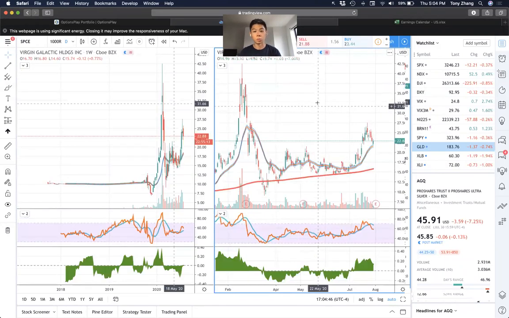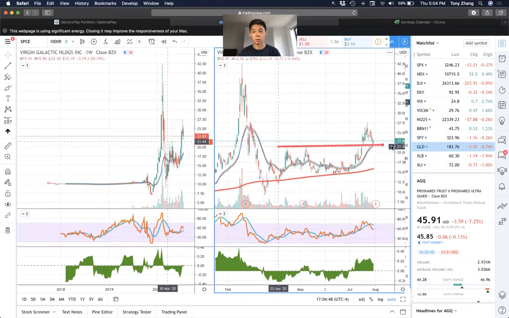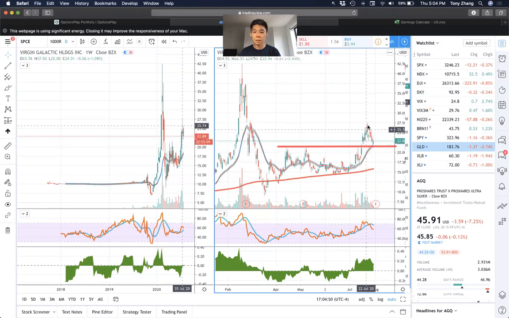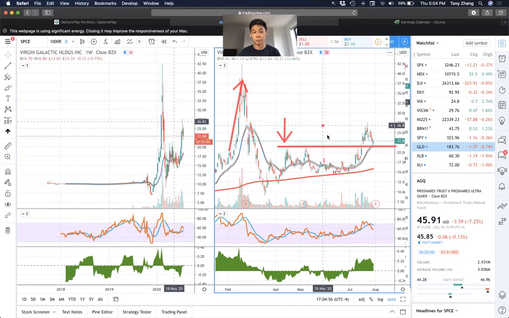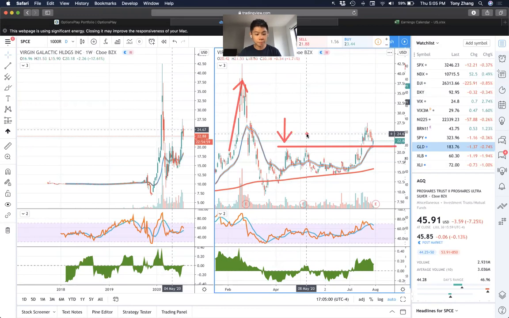SPCE, this is an interesting one. This is one that I was looking at earlier today because I missed the breakout here on SPCE, but I traded it during the initial breakout. It was a very volatile few days, and I was in and out of the position very, very quickly.